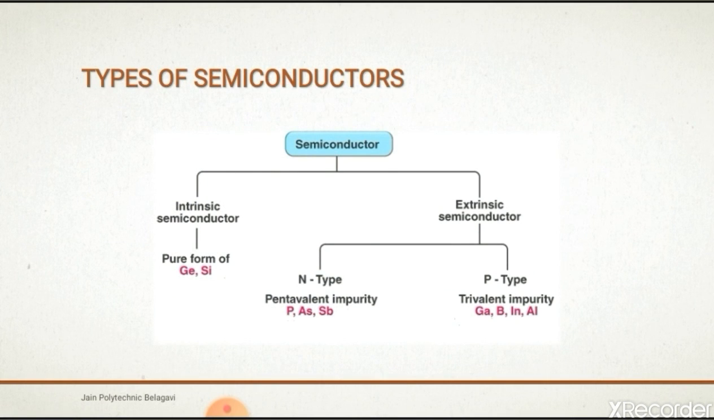Types of semiconductors. Semiconductor is further divided into intrinsic semiconductor and extrinsic semiconductor. Intrinsic semiconductor is a pure form, that is germanium, silicon. Extrinsic semiconductor is further divided into two types: N-type semiconductor and P-type semiconductor. In N-type, pentavalent impurity is added. In P-type, trivalent impurity is added.